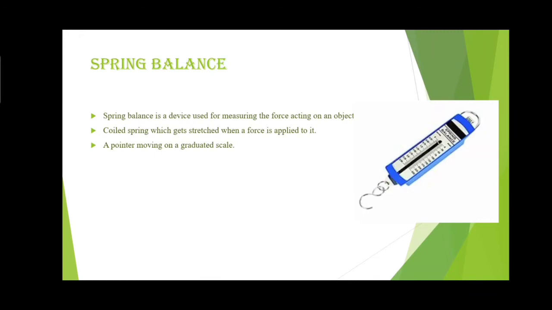It consists of a coiled spring. See the picture? There is one spring, right? It is a coiled spring which gets stretched when the force is applied. The stretching of the spring is measured by what? A pointer moving on a graduated scale. When we apply a force, in the pointer we observe the measure. The reading on the scale gives the magnitude of the force, the measurement of the force.